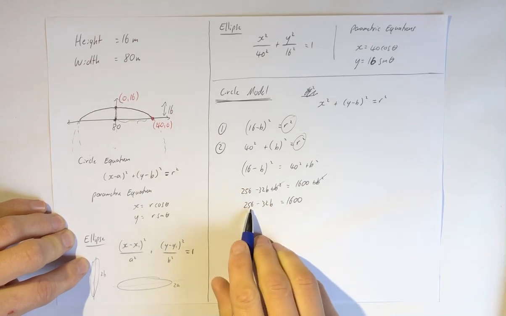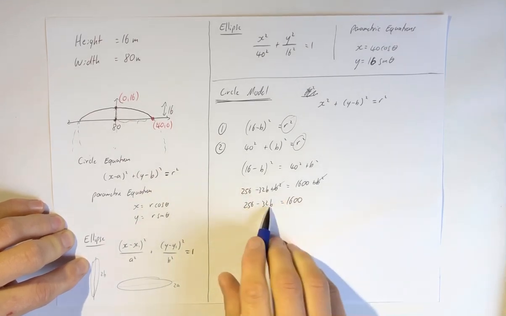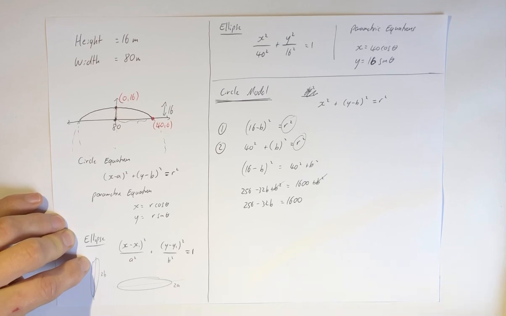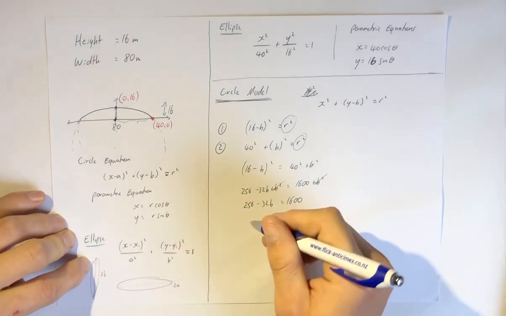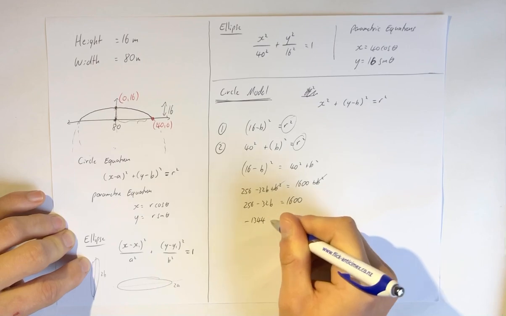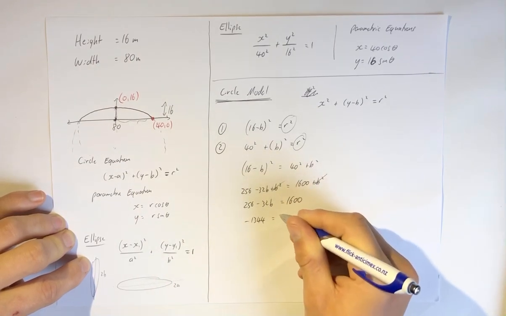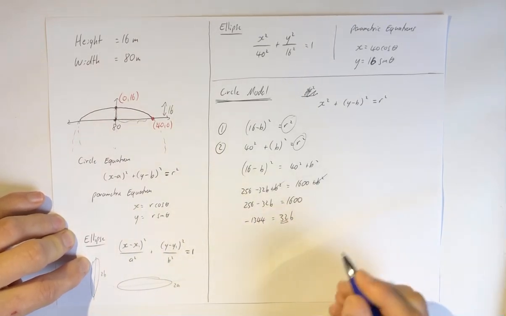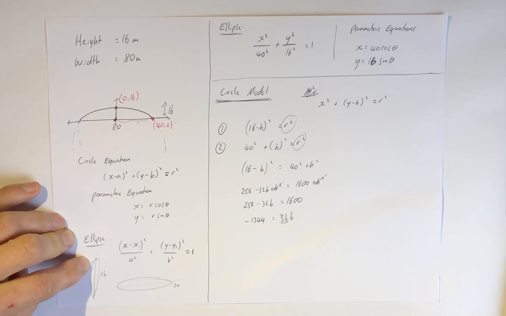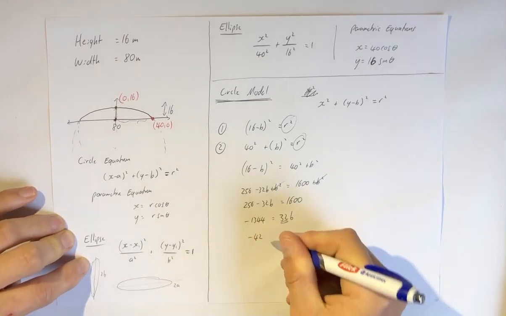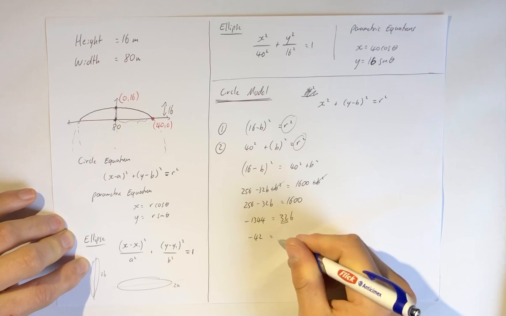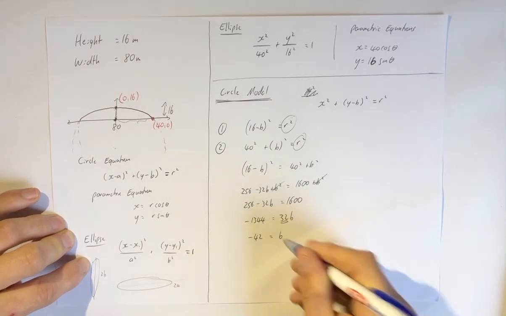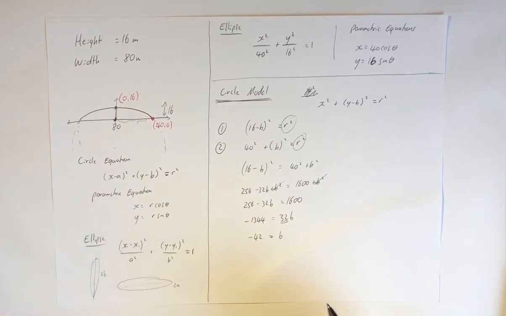So I could add 32b to one side and take away 1600. What do I get? So 256 take away 1600 is negative 1344. 1344, and that's equal to, if I add 32b to both sides, 32b. Last step is to divide by the 32. So divide by 32, and I've got negative 42 equals b. That's not bad. That is not bad at all.